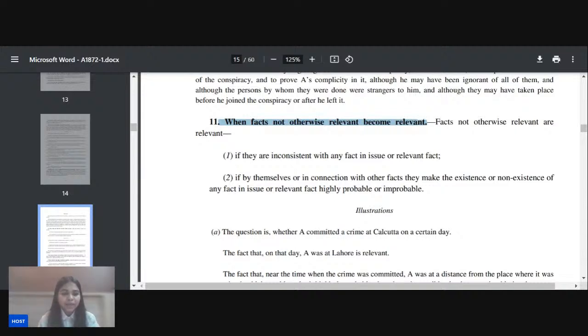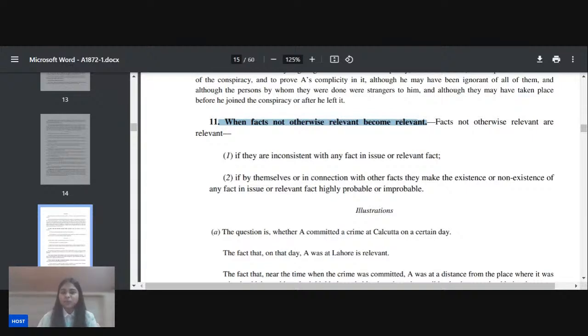What do you mean by alibi? Yes, please write in the chat box the meaning of alibi, however you pronounce it. Anyone who can tell me what is the meaning of alibi? No one? What do you mean by alibi? Taking the plea of alibi.